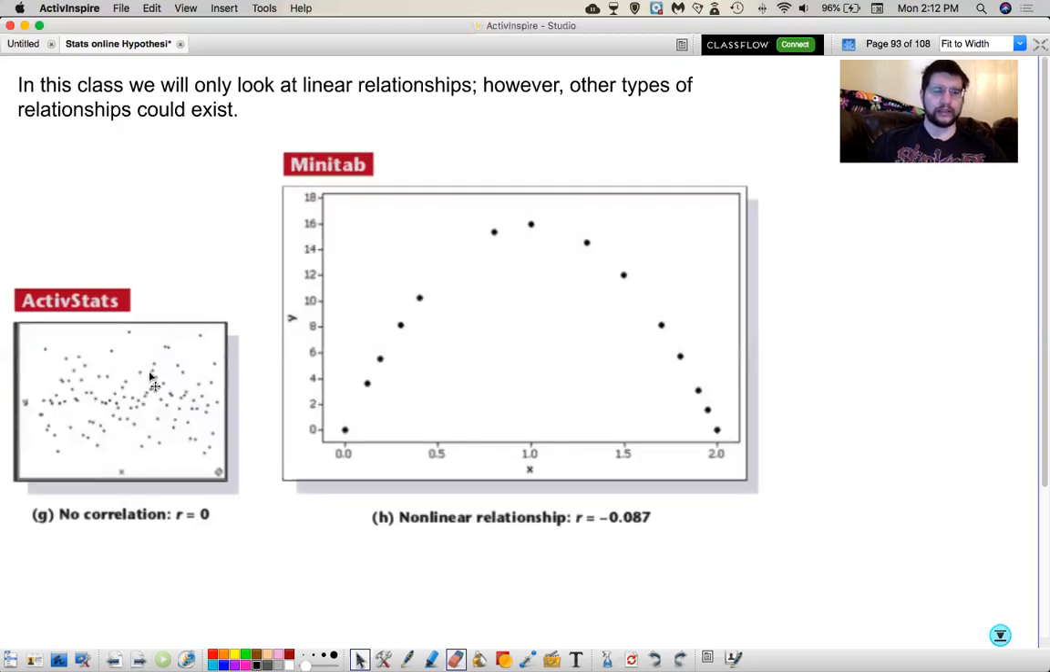If you look at this, these are just random dots. There's not really any kind of line you can draw through these points that would make any sense. So that's no correlation at all, 0. And this, you can see it makes a nice parabola here. But again, we're only looking at linear correlations in this class. So we'd consider this to not be correlated. See, it has an R value of 0.087, really close to 0. So that's not helping here.